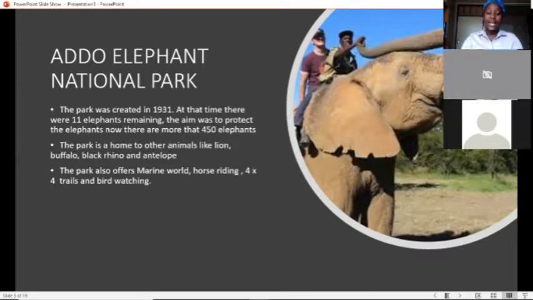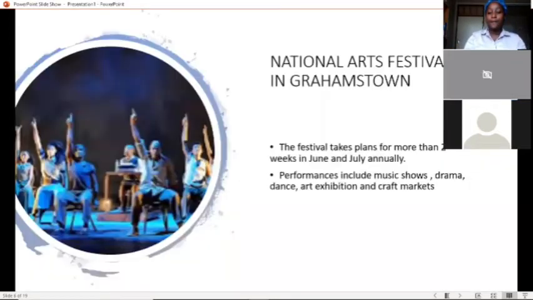There are activities that can be done there. You cannot only go and watch elephants. There's a 4x4 trail, bird watching, marine world, horse riding. So there's more to the Elephant National Park than seeing elephants. Are we clear?